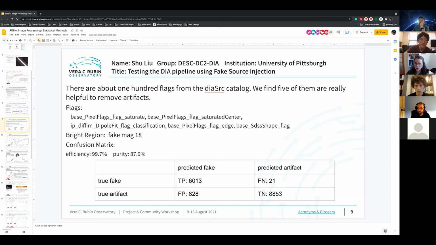Cool. And so did you, because I know in some machine learning models, you can sort of decide where to put some cutoffs to tweak whether you're going to concentrate on the number of true fakes versus false positives. Is that something you had to do, or was this just what came out? So here for this project, we just want to recommend a few flags that are useful to select artifacts. And actually the DIA group has other projects to apply more complicated learning algorithms to remove artifacts. Cool, thanks.